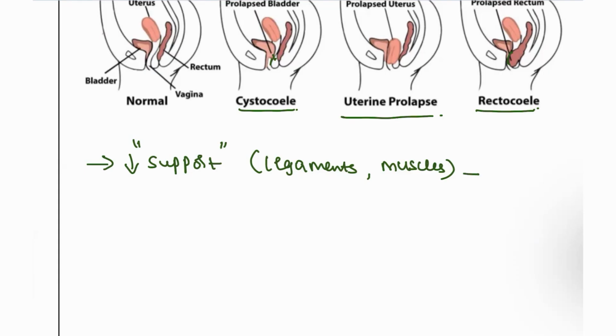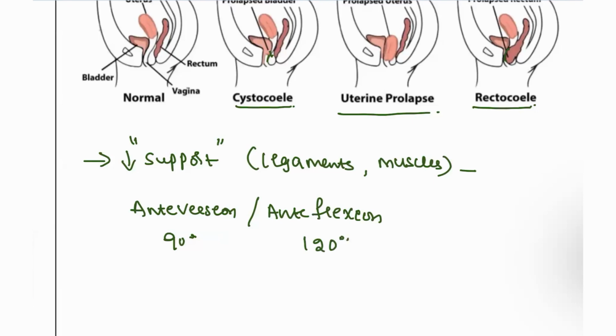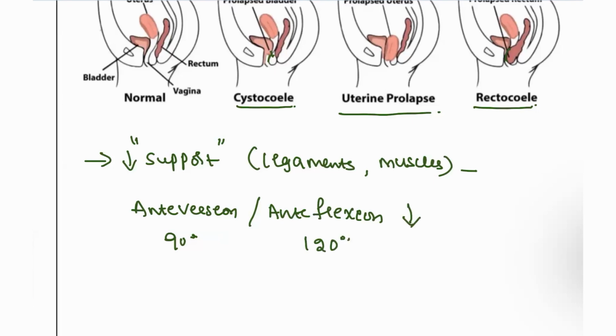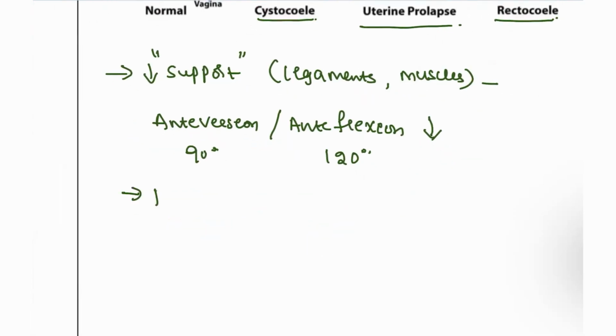Other than that, there is also mechanical support. For example, we know that it can be anteversion or anteflexion, right? So anteversion at what degrees, guys? At 90 degrees, and anteflexion at 120 degrees. Even if these are decreased, this mechanical support loss will also cause uterine prolapse. Next, what classifications are we going to use for uterine prolapse? Usually the POPQ classification, or we can also use some of the WHO criteria.